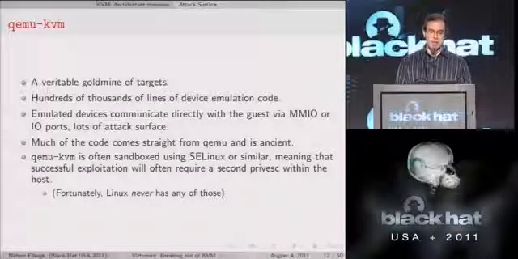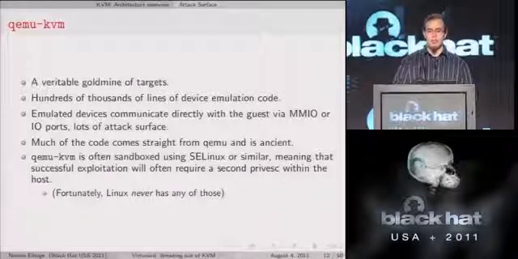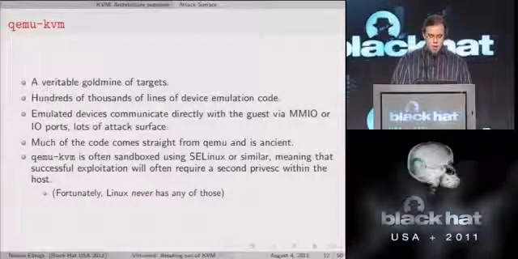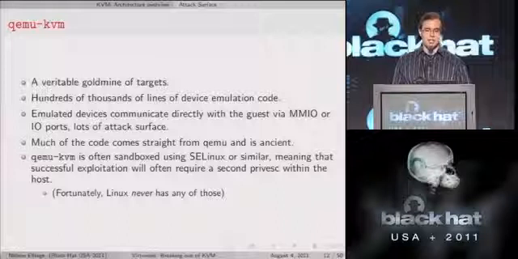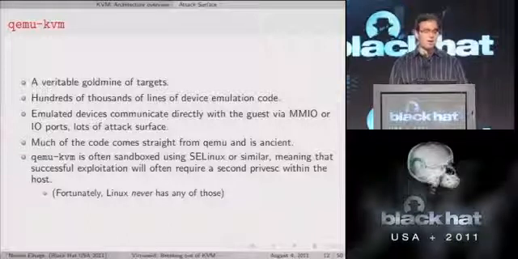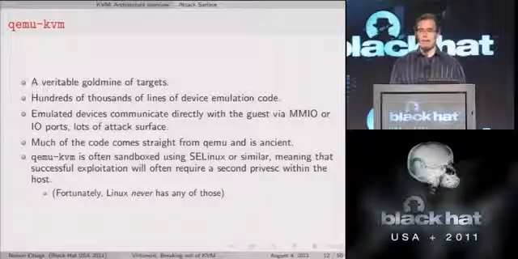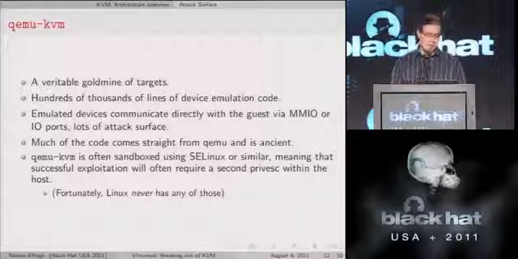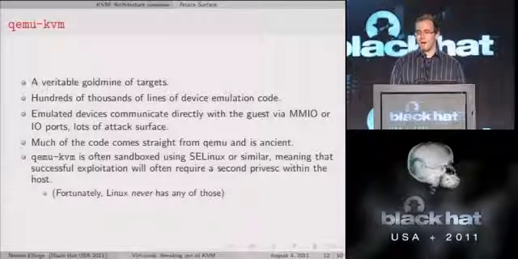And all of those emulated devices that I talked about, they interface directly with the guest. They're parsing I/O requests or memory requests from the guest. And we all know that parsing code is sort of your first place to look. One feature that is worth knowing about this is that this is a user space program, and furthermore, it's often sandboxed by SELinux or AppArmor or something similar. And so a successful exploit against QEMU KVM will require a second privilege escalation potentially to get full access to the host. But fortunately, Linux never has privilege escalation attacks, so it's pretty much a theoretical concern. All right, and this is in fact what I'll be talking about for my attack today.